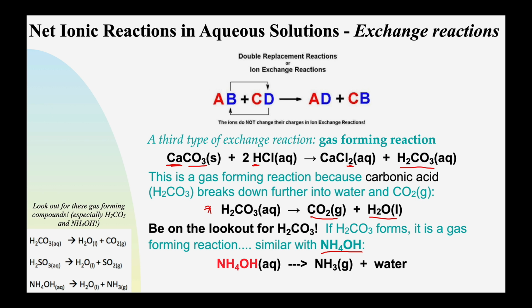And there are other examples outside of this lab. H2SO3 is another one that would break down to water and SO2, a gas. We won't see that one in this particular lab. In this lab, be on the lookout for H2CO3 and NH4OH. Those products will not stay that way. They will further break down into some kind of gas and some kind of water. So be on the lookout for those.